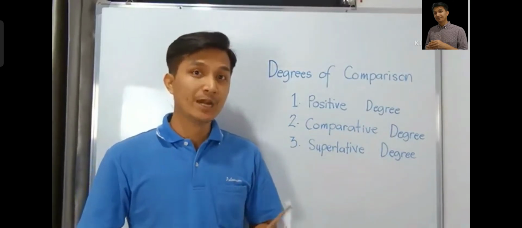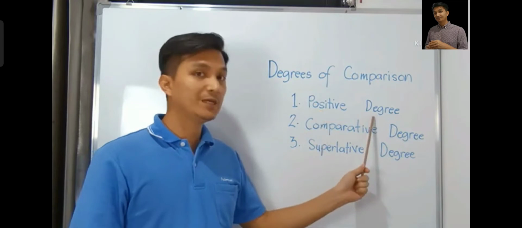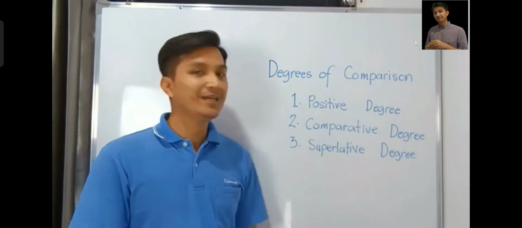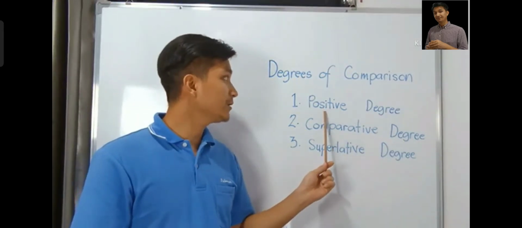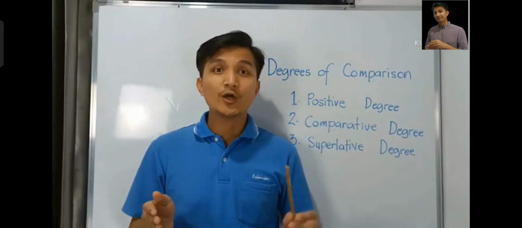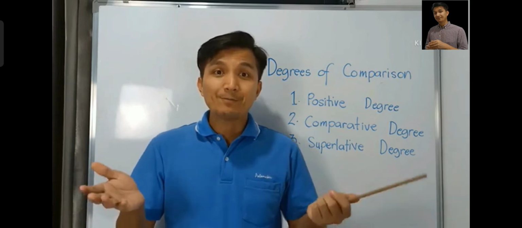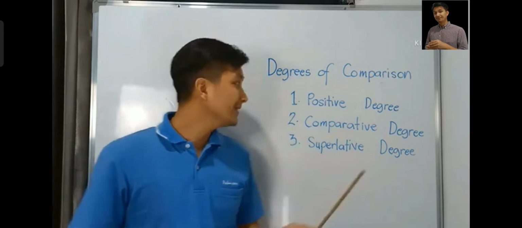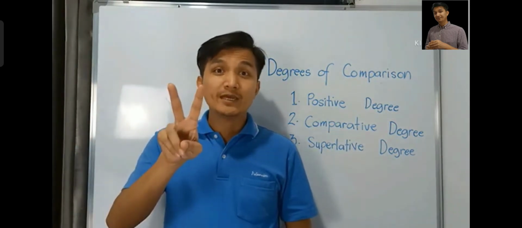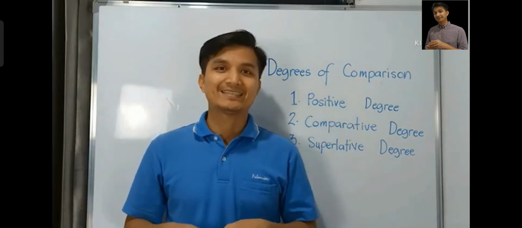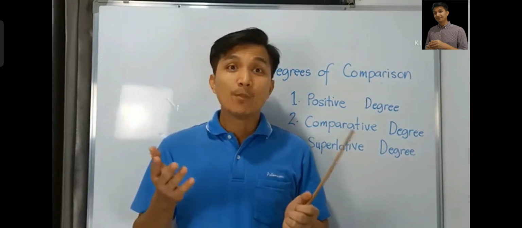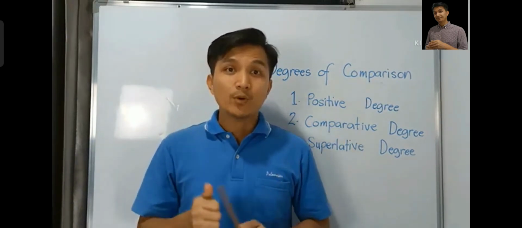So, the degrees of comparison are positive degree, comparative degree, and superlative degree. So let me just explain to you what is positive degree. Positive degree is used to refer to one object, person, or place without making any comparison, while comparative degree is used to compare two objects, people, or places. And the last one, the superlative degree, is used to compare more than two objects, people, or places.